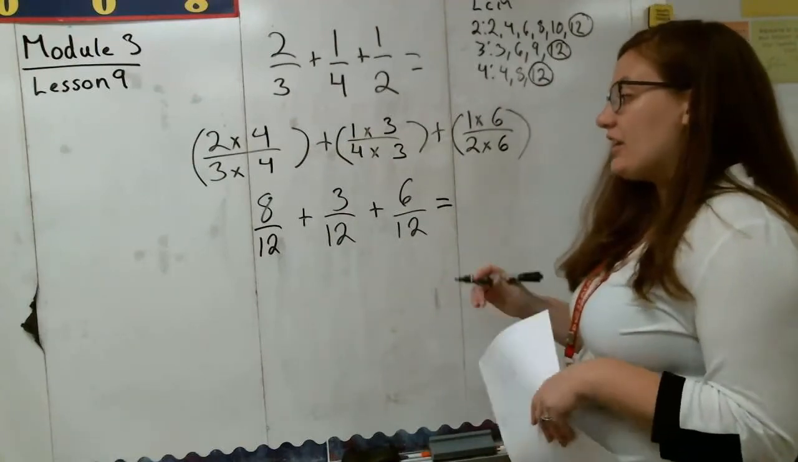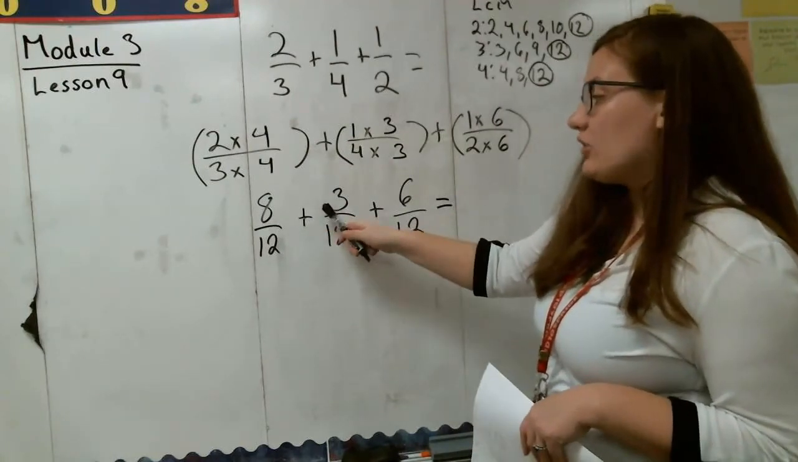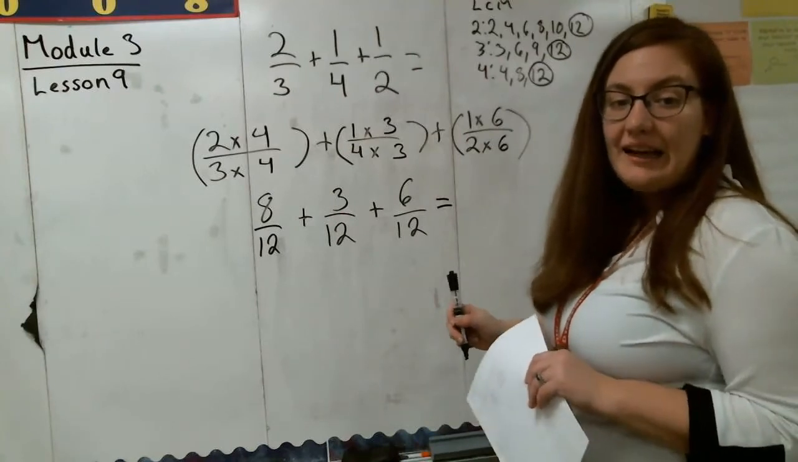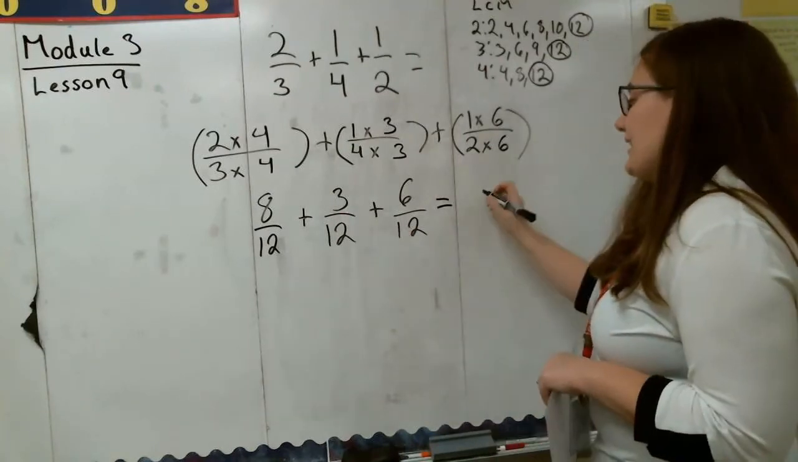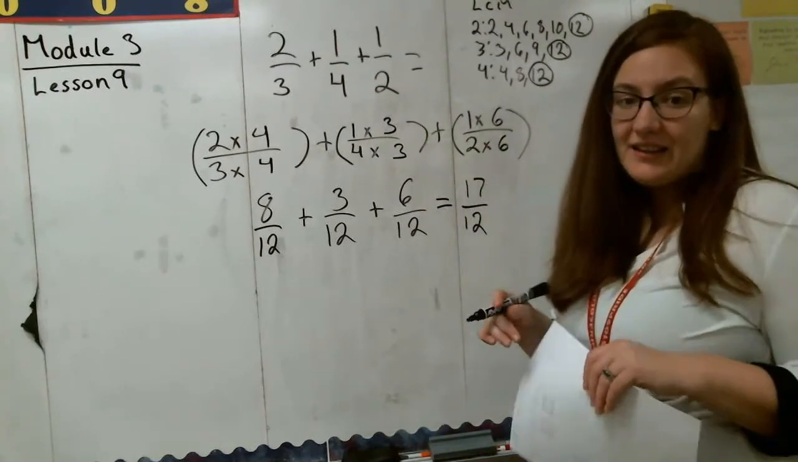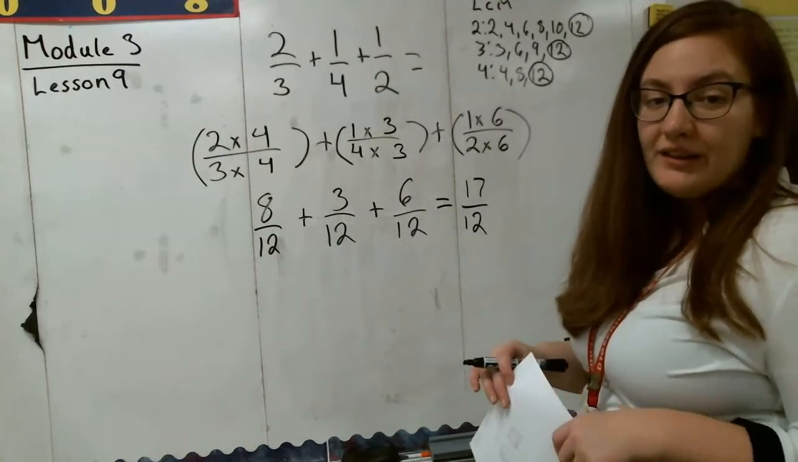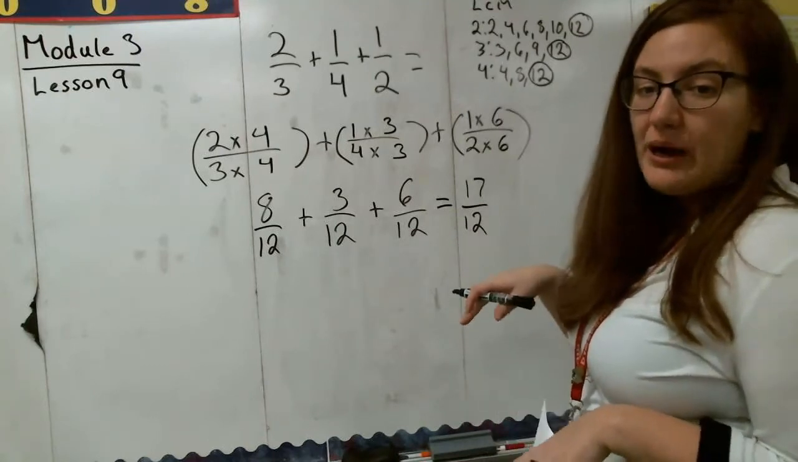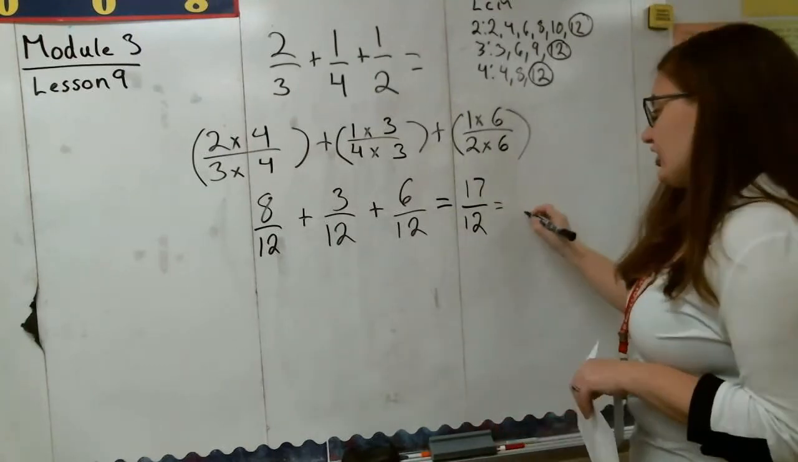So I'm going to take this part by part. So I have 8 plus 3. 8 plus 3 gives me 11, and then 11 plus 6 gives me 17, and remember my denominator stays the same. So I have 17/12, but remember I don't like improper fractions like that, so I'm going to change it.